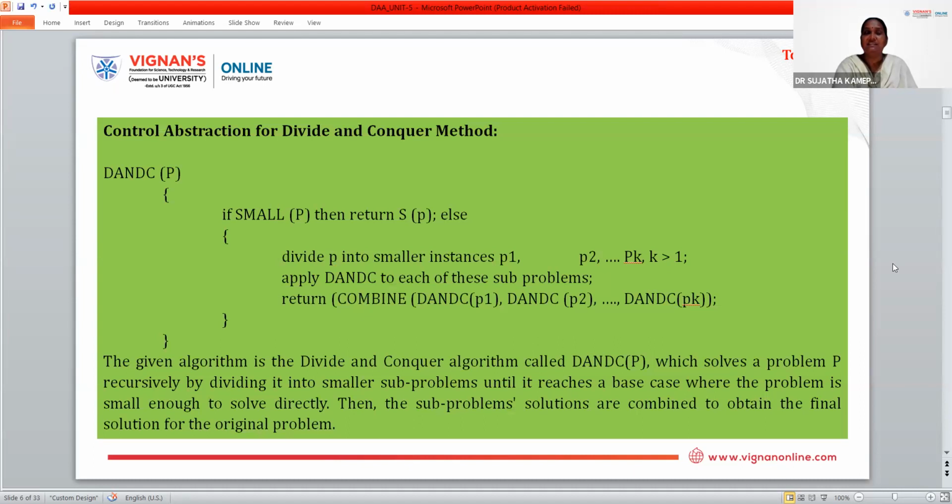Here you can see the control abstraction for the divide and conquer method. The general procedure is represented in the form of pseudocode or an algorithm.